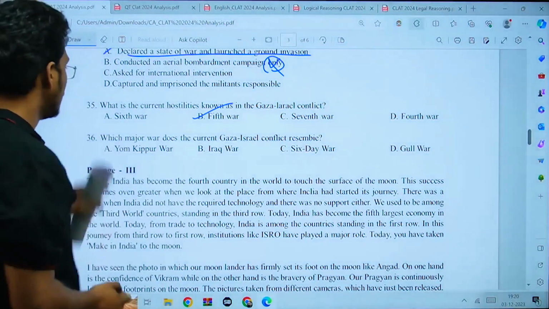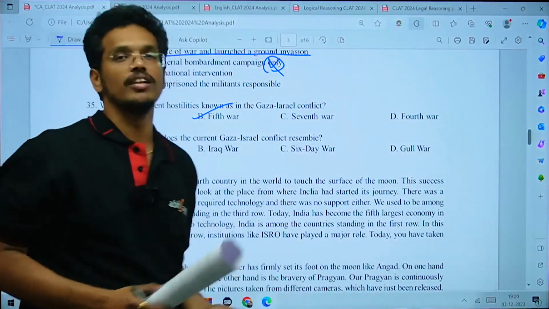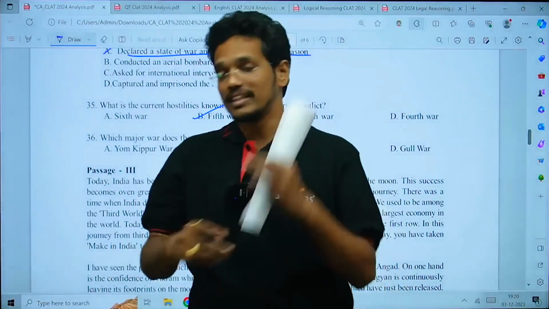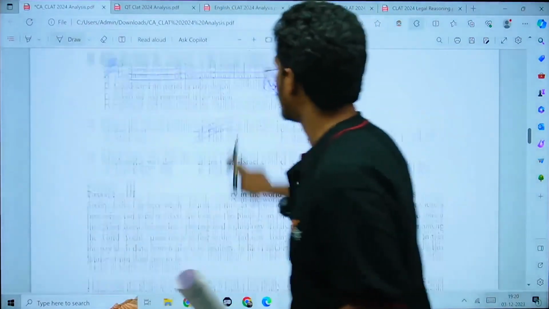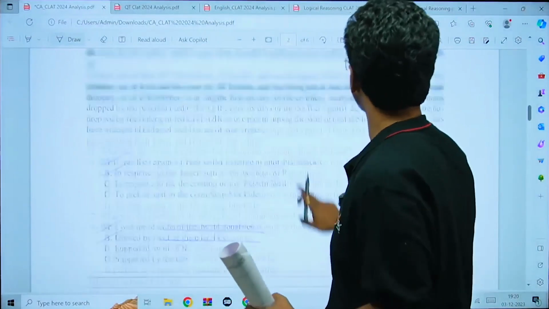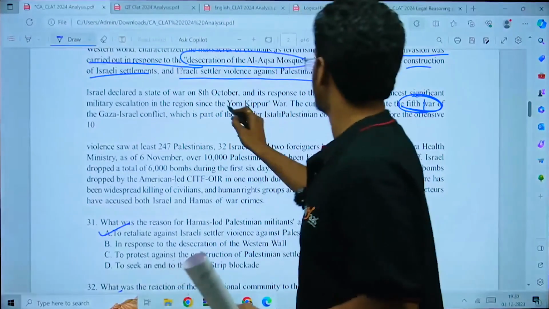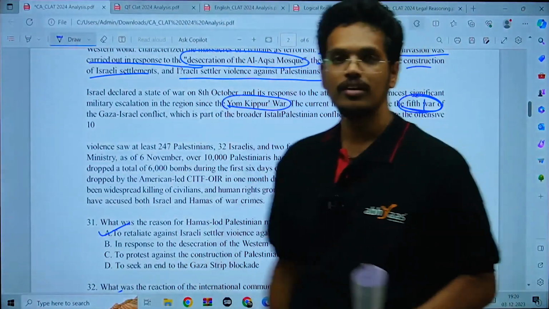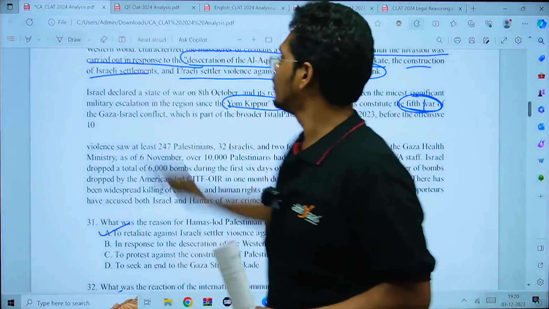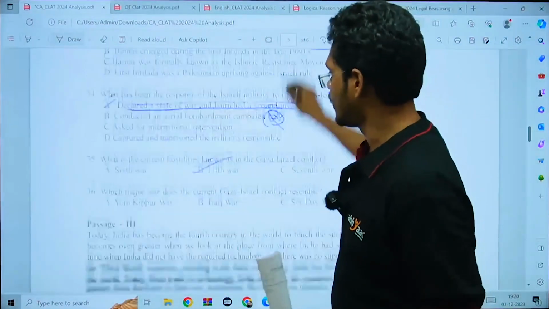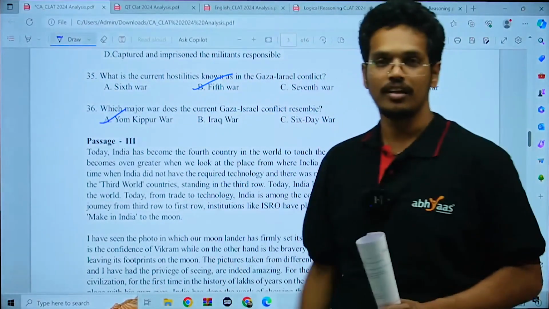Coming to 36, which major war does the current Gaza-Israel conflict resemble? So the present conflict resembles which war? Again, we have a direct answer from this particular passage. If you read the passage carefully, there is a mention of the word Yom Kippur War. So directly the answer was given in the passage. So the answer for 36 is Yom Kippur War, option A.